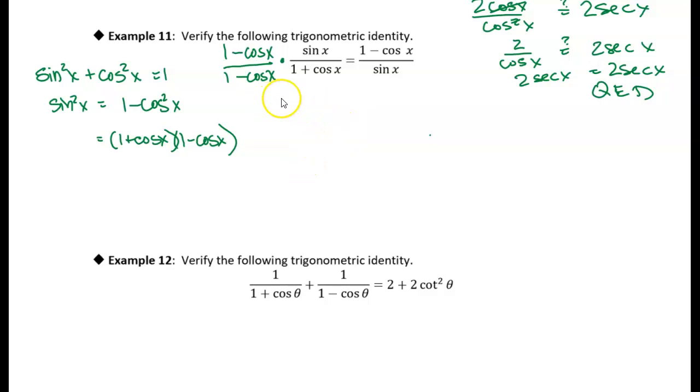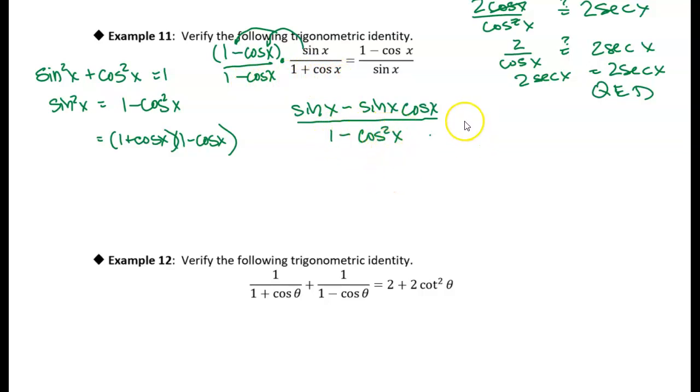All right, so what does that look like now? I need to distribute the sine across the numerator, because this is essentially in parentheses. So in the numerator, I'm going to get sine of x minus sine of x cosine of x when I distribute. And the denominator is going to be, when I multiply 1 minus cosine x times 1 plus cosine x, 1 minus cosine squared of x. Okay, I'm trying to prove that that is equal to 1 minus cosine of x over sine of x.